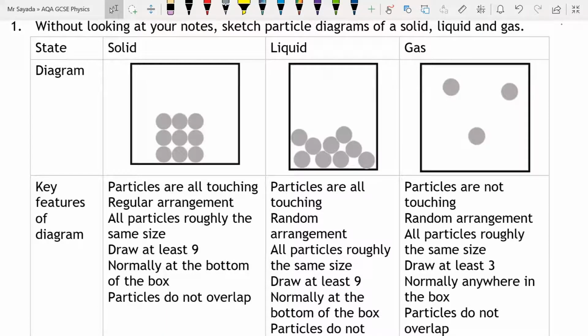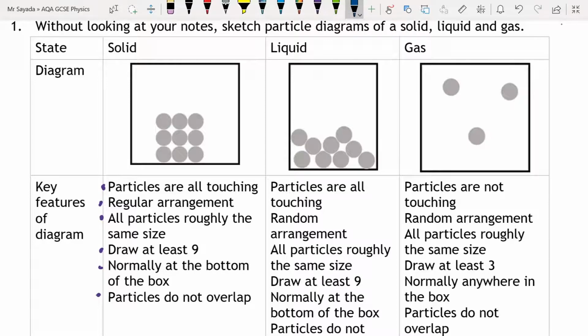You should have now marked question 1, checking very carefully that your pictures match with the key features listed. If you've not yet checked that your diagrams actually match with each of the key features, so for example, particles are all touching, regular arrangement, all particles the same size, draw at least 9, bottom of the box, particles are not overlapped. If your diagram does not match with every single one of those key features, you need to draw a corrected one. Pause the video to do that, press play once you've done that.